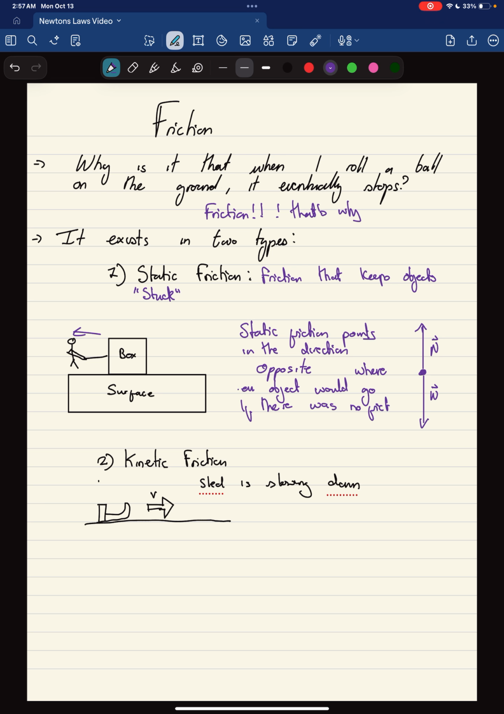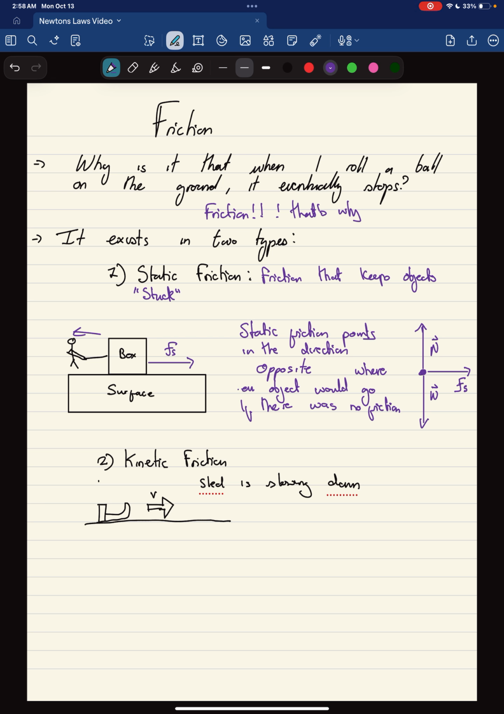If my person is pulling the box to his left but it's not moving, the box would go to the left if there was no friction. But we want the static friction vector, so that vector points to the right. Our free body diagram is going to look like this, where we have a curly F with a little subscript S, meaning static friction.